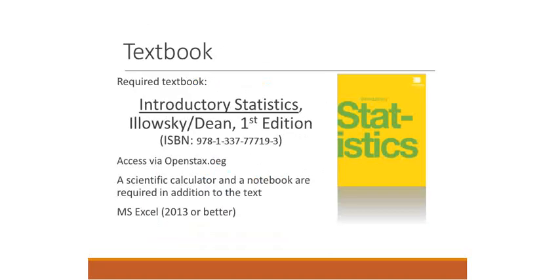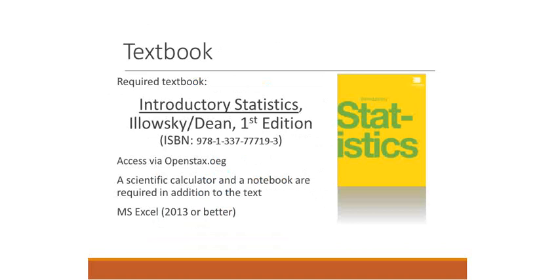The textbook we're going to be using is called Introductory Statistics by Illowsky and Dean, first edition. There's our ISBN number. And access to the textbook can be found via openstax.org, O-R-G, not O-E-G. Boy, what was wrong with you, Professor Peeples? O-R-G. It is an open source textbook. That means to you the cost is, well, 0.